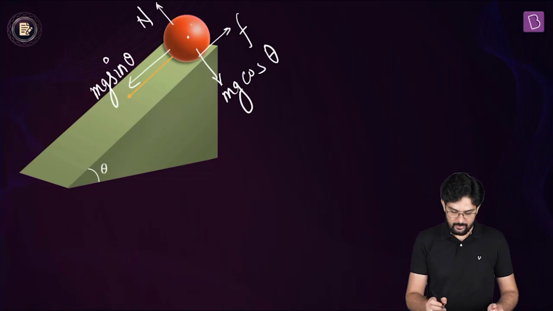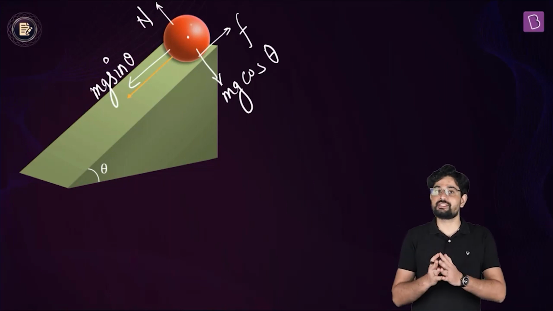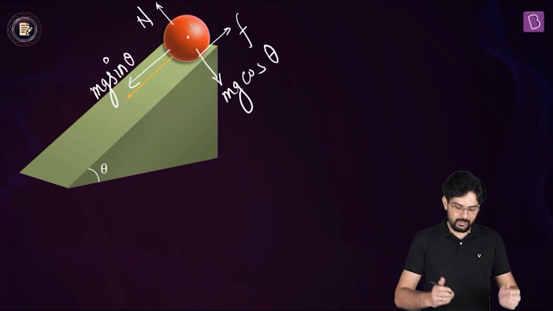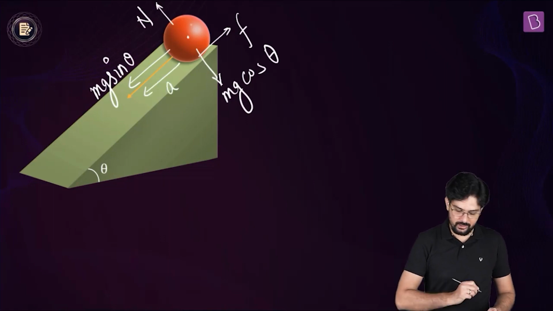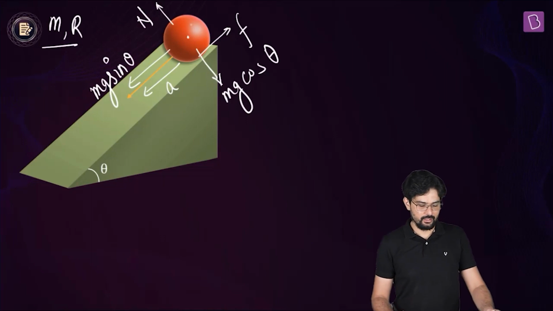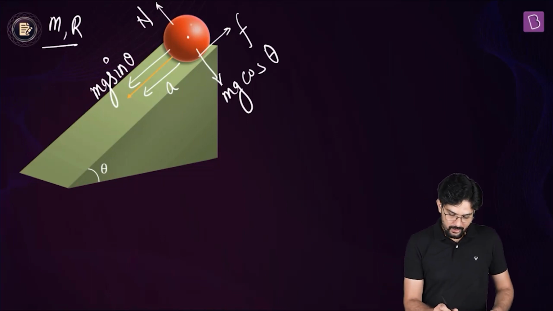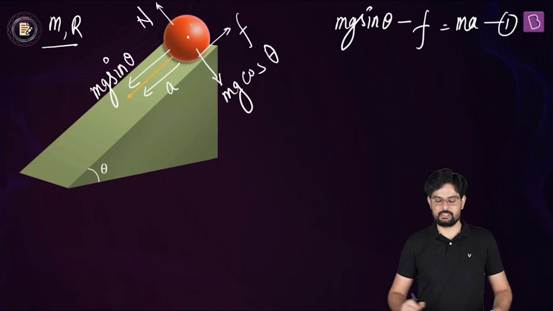So, in this case, first let's form the equation by using Newton's second law, assuming that the center of mass is going down with the acceleration a. And don't forget that the mass of this sphere is m and the radius is r. Right? So, we have mg sine theta minus f is equal to ma. This is the first equation.